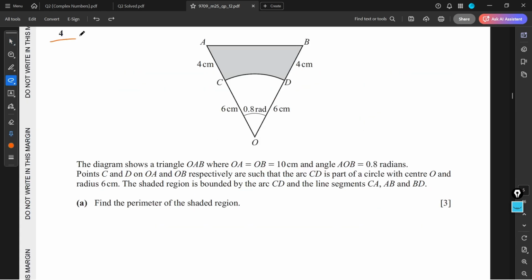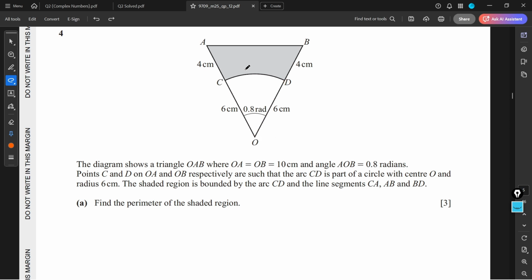And now moving on to question 4, we are having the diagram of triangle AOB such that the sides OA and OB are equal to each other. You can see that it's 10 centimeter on each side. And then the angle over here is 0.8 radians. Along with that, we are also having the arc of a circle that is called CD, whose center is at O, and the radius of that circle is 6 centimeters.